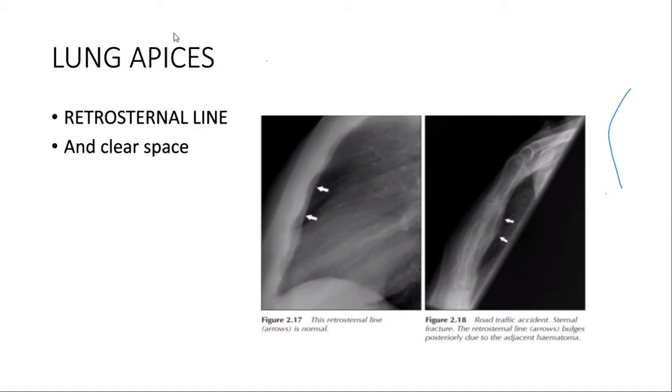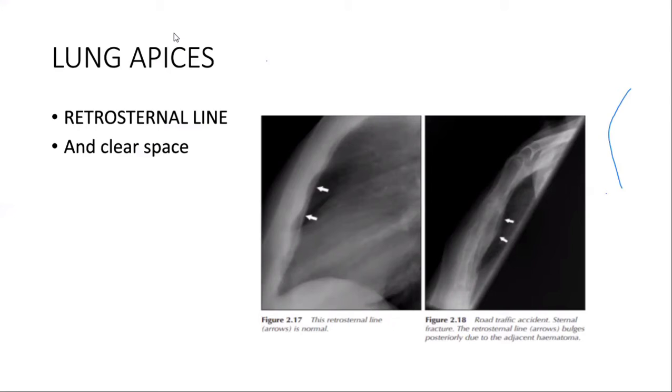An important thing is that behind the sternum you will always see a clear space. It is called the retrosternal clear space. This space should be clear, that is, it should be lucent. If you find anything dense here, you know that there is something wrong. It may be a consolidation, or a collapse, or maybe a mass lesion also.